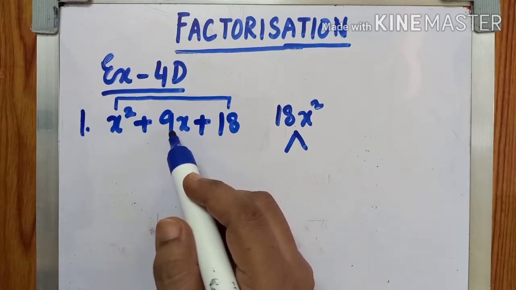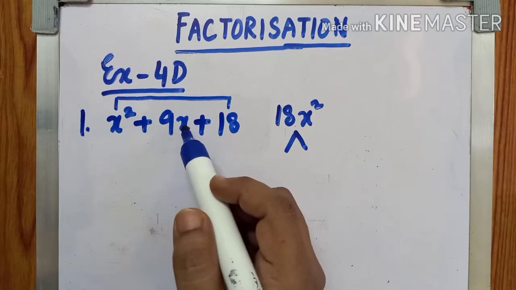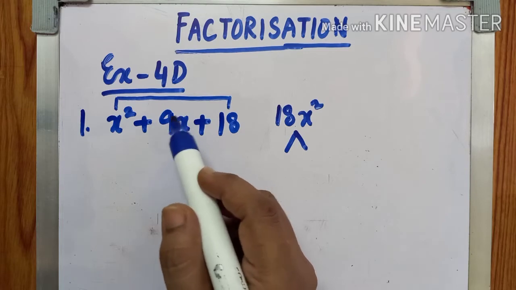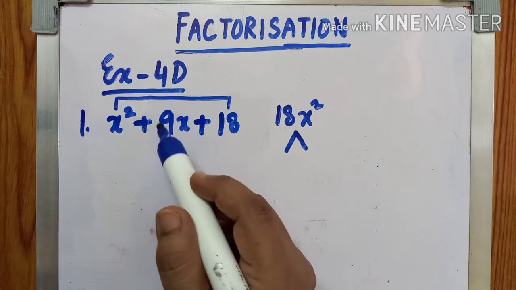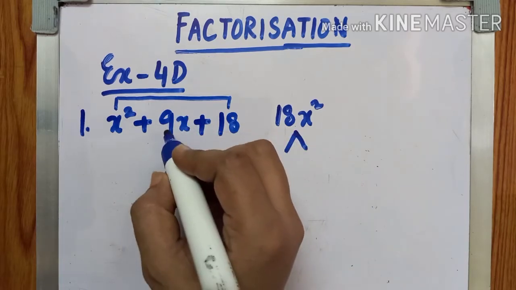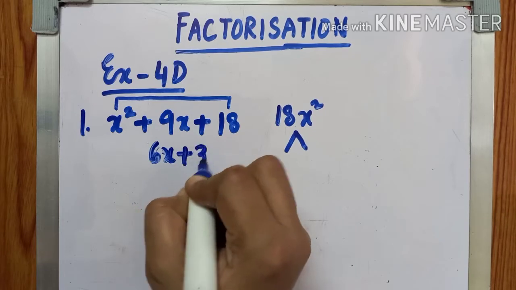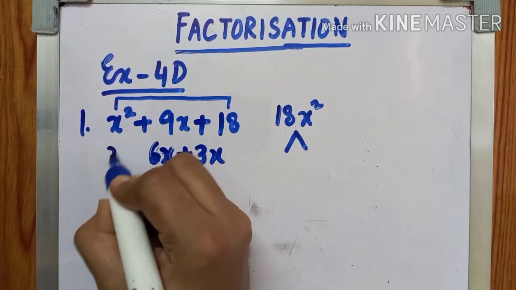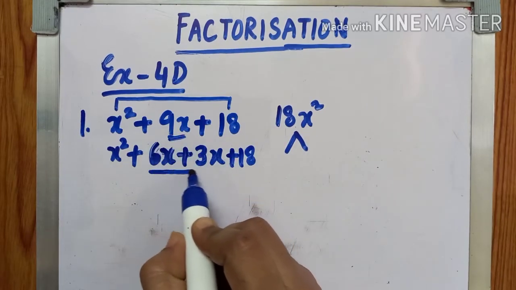You can write it as either a sum or a difference, anything, like 6x plus 3x. 6x plus 3x will give you 9x. 8x plus x will also give you 9x. There are many ways, adding or subtracting two terms, to get 9x. But suppose I take 9x as 6x plus 3x. Now x square I'll write as it is, and plus 18 also as it is. So I have written 9x as 6x plus 3x.